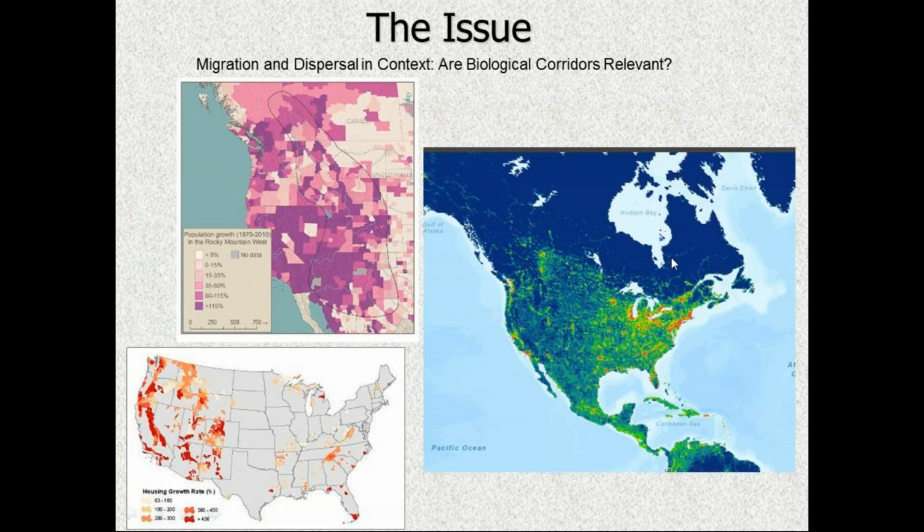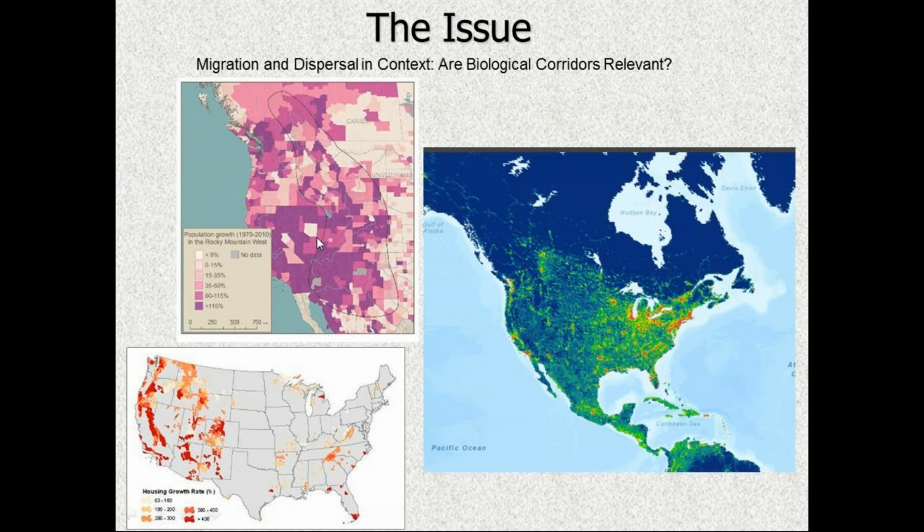What you can see in these series of images is the increasing human footprint, particularly not only in the eastern part of North America, but an increasing human footprint in the west. And that's being demonstrated by an increase in housing density and housing growth, particularly in the valley bottoms, in between public lands in the Intermountain West.